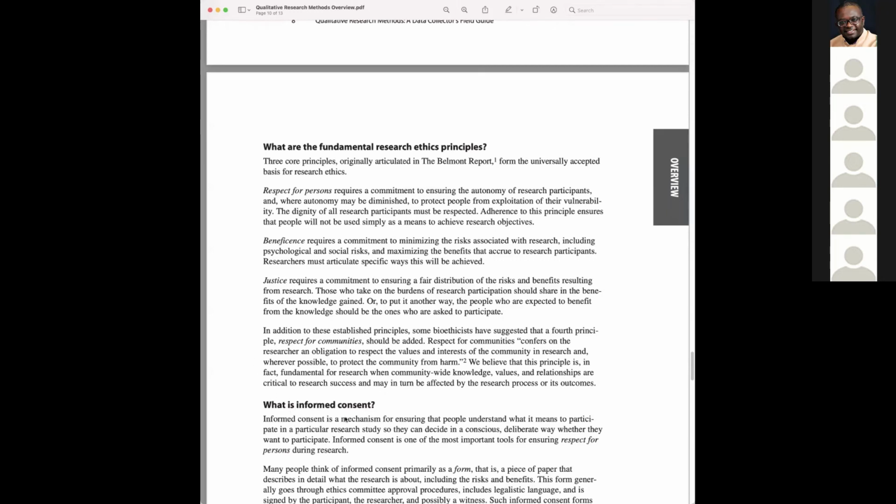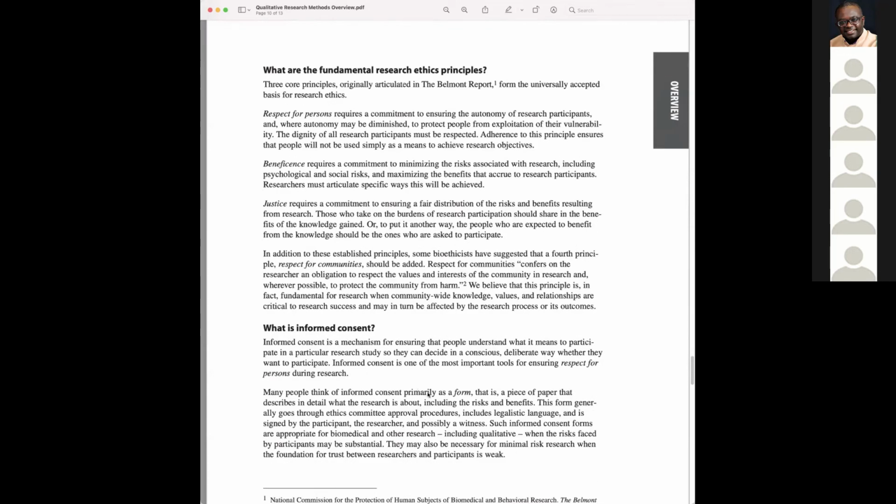Last one, informed consent is a mechanism for ensuring that people understand what it means to participate in a study, so that they can decide in a conscious, deliberate way whether they want to participate. This is also very, very important. Informed consent is one of the important things for ensuring respect for persons.